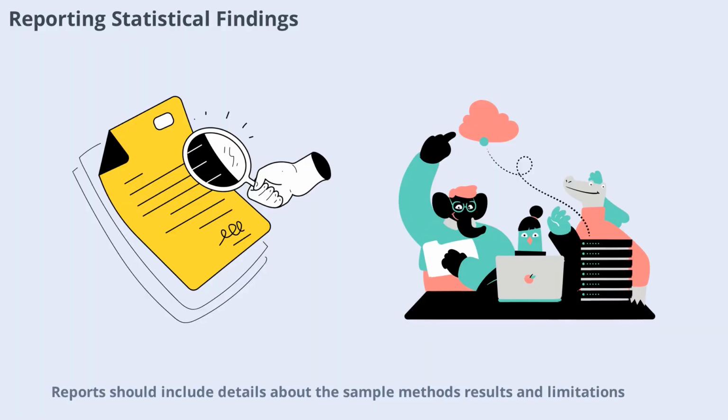Reports should include details about the sample, methods, results, and limitations. Transparency allows others to evaluate the validity of the conclusions and replicate the study if needed. Good reporting practices strengthen the impact of research.